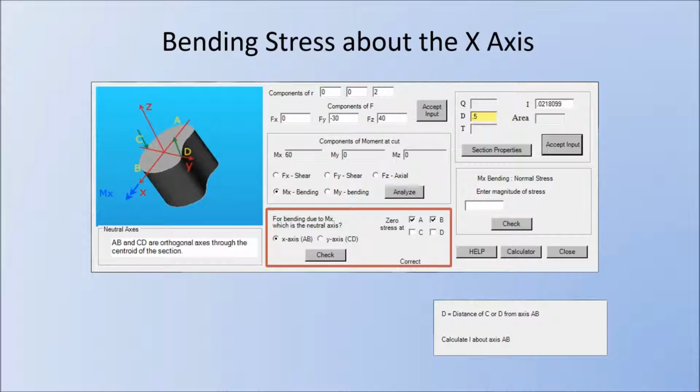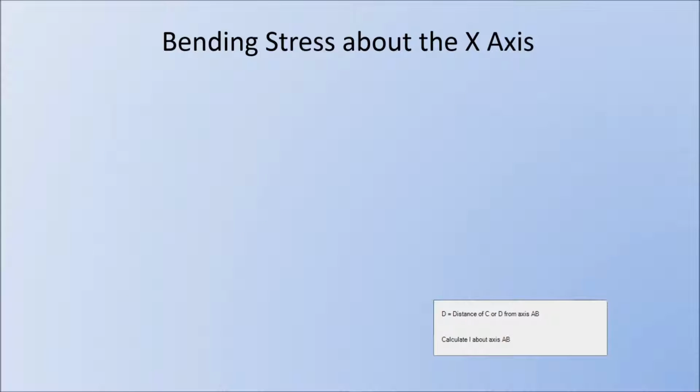Now if we look at our help box, it's telling us that D is the distance of C or D from axis AB, and we need to calculate I about axis AB. Using that information, we can input the correct section properties into the boxes, so I and D as 0.5 inches, and then we can hit Accept Input, and then we can enter in the magnitude of the stress.